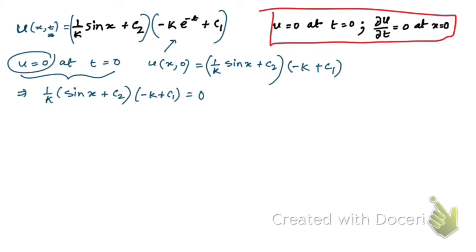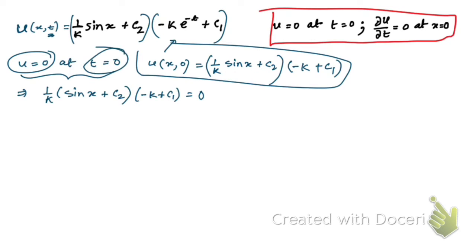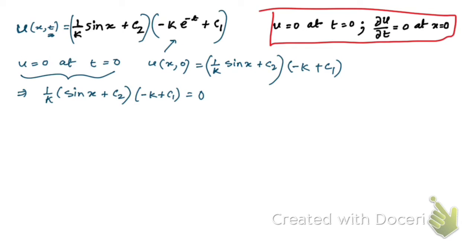Okay, so this is the value of u, and this is also the value of u at t equal to 0, that's why we can write this. Now you see this part cannot be equal to 0, so minus k plus c1 is equal to 0, since 1 by k sin x plus c2 cannot be equal to 0, right? As we have variables here, we are not sure what it's going to be, so now we can take this as 0. From this equation we can find c1, which is equal to plus k, right? So we have got plus k.